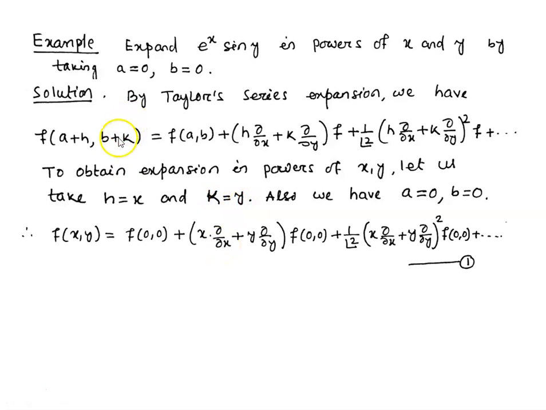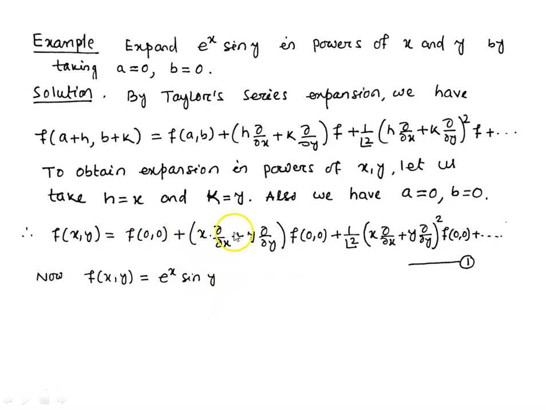If we replace this h and k by x and y, we have f(x,y) as f(0,0), because our a, b are 0. So f(0,0) plus (x ∂/∂x + y ∂/∂y) f(0,0) plus 1/2! (x ∂/∂x + y ∂/∂y)² f(0,0), like this. Let us denote this as equation 1.